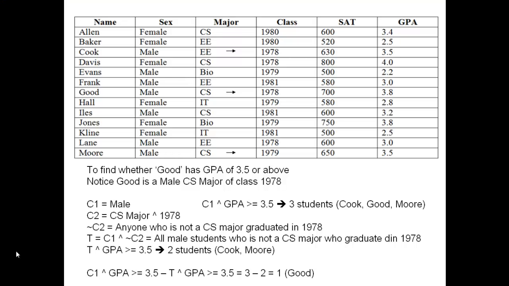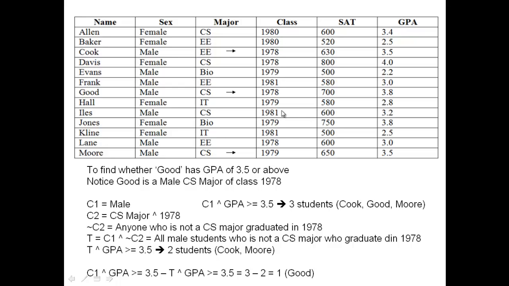Okay, so let's go through the tracker example. We want to find in this table whether the person by name Good has a GPA of 3.5 or above. Okay, so we notice that Good is a male CS major of the class 1978, and you want to find out whether he has a GPA of 3.5 or above.